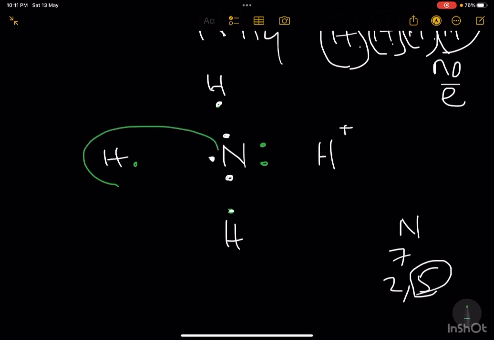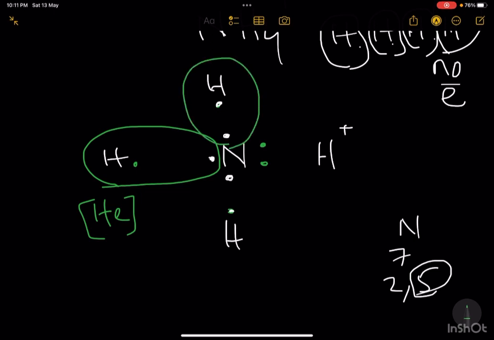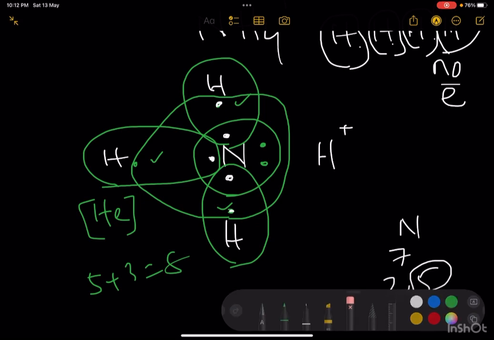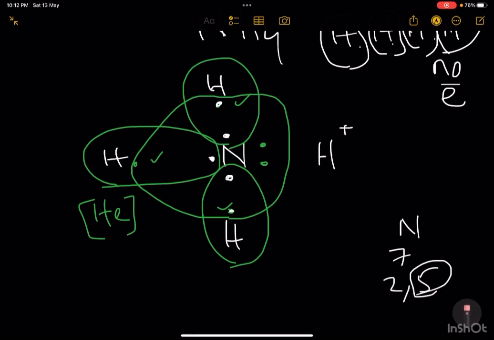Then this H with this electron of nitrogen forms a bond with nitrogen, and H attains the configuration of helium, that is duplet. Same story over here. Now you see nitrogen has how many electrons? Just encircle the electrons around nitrogen. Nitrogen has 5 electrons and another 3 electrons from 3 hydrogen atoms. 5 plus 3, how much? 8. So nitrogen has also attained octet.